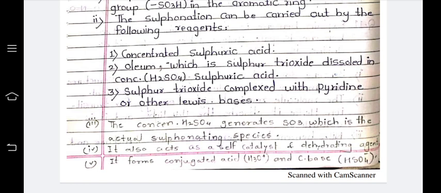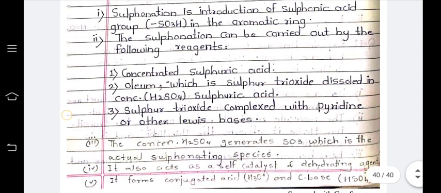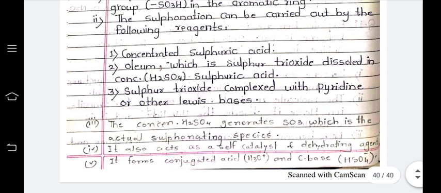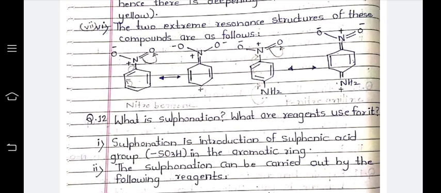The concentrated H2SO4 generates SO3, which is the actual sulfonating species. It also acts as a self-catalyst and a dehydrating agent. It forms the conjugate acid H3SO4 plus and the conjugate base HSO4 minus. This is all about the sulfonating agents and sulfonating reagents.